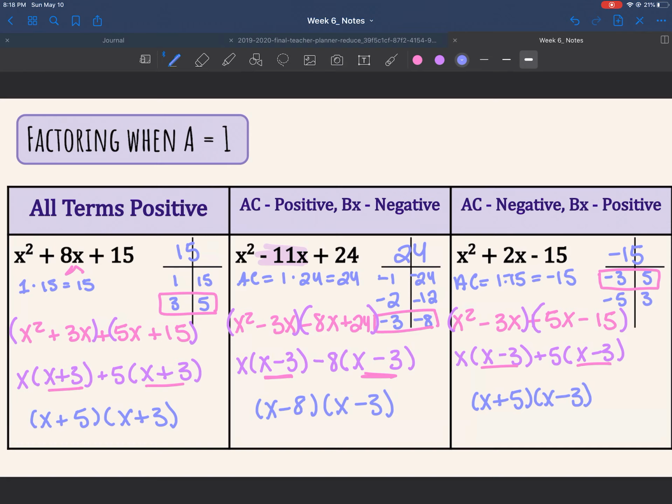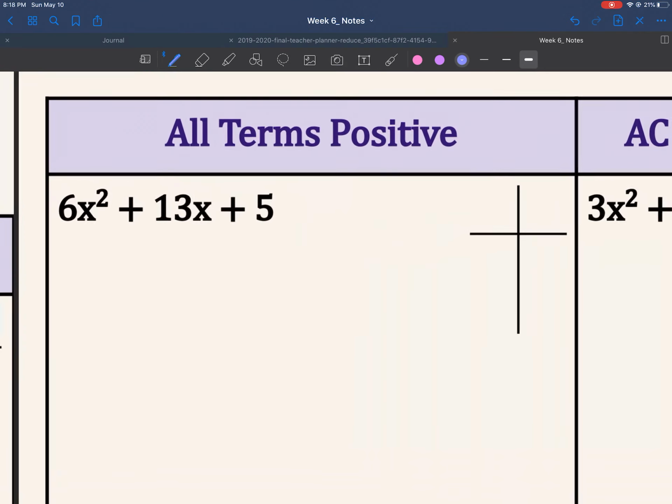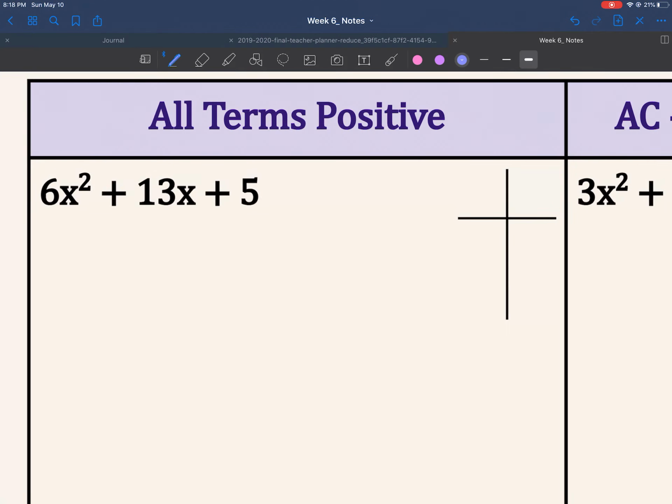So what happens when a does not equal 1? Well, the first one is going to be when all terms are positive. So looking here, AC is going to be 6 times 5, which is 30. So we want to think about numbers that are going to add up to 13 but multiply to 30. So right off the top of my head, the first thing I thought of was 2 and 15. But that won't work because those would be subtracting.